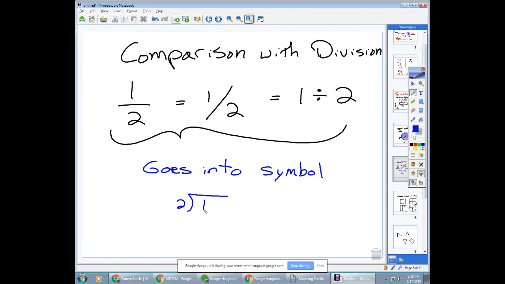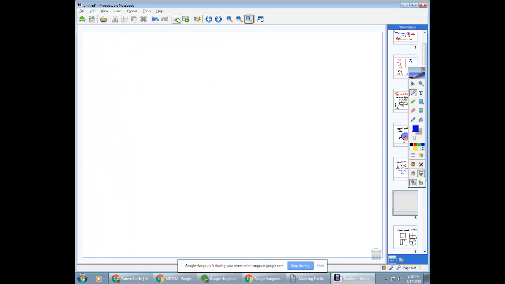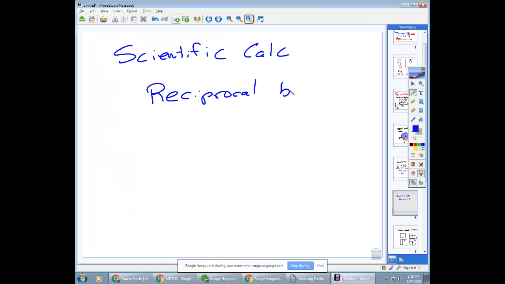Side note: mine actually has a 1 over button. That's true, good point. So many scientific type calculators will have what's called a reciprocal button. And that button will usually look like this, 1 over x, or it'll literally be stacked like a regular fraction.